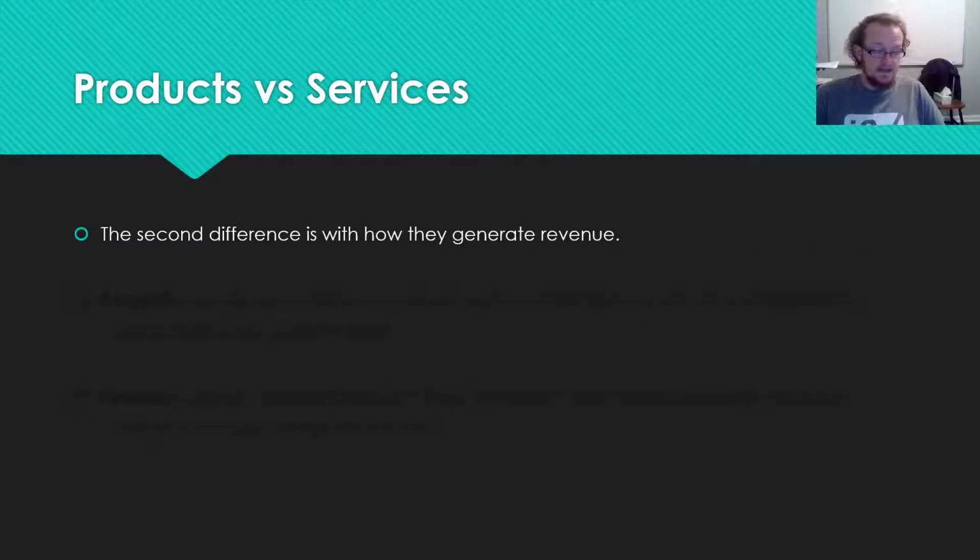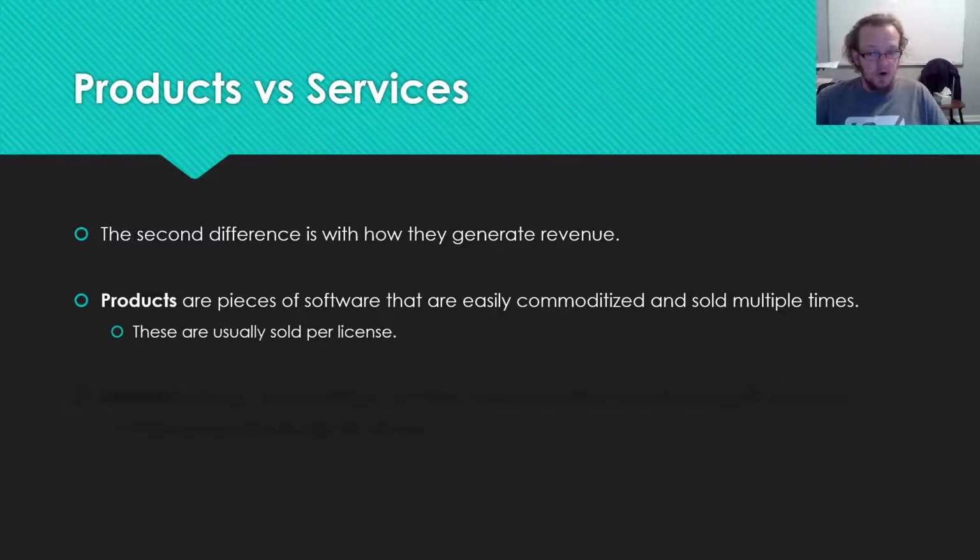The second big difference is how these types of organizations actually generate revenue. Products are basically commoditized pieces of code. Typically these are sold by license, and they are created by R&D or traditional software companies. The idea is you would create Microsoft Word 1997 or whatever, and then sell that. Then in 1999 or 2000, you would have a brand new version, and people would go and buy the new version because it has shiny new features.